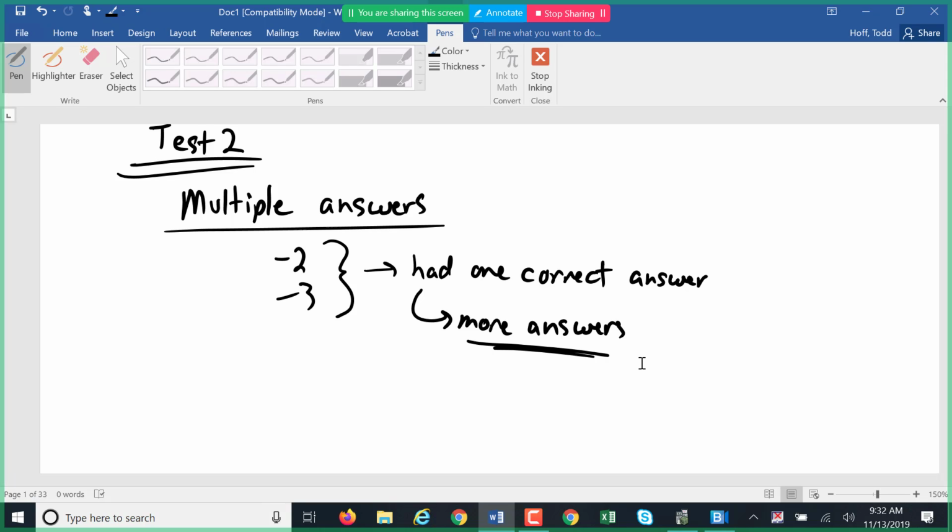I believe number 1 had 3 correct answers, number 3 had 2 correct answers. There was another one down there that had 4 correct answers for it. The one with 4, they were all just variations of the same numbers, positives and negatives, but it still came out to 4 correct answers.